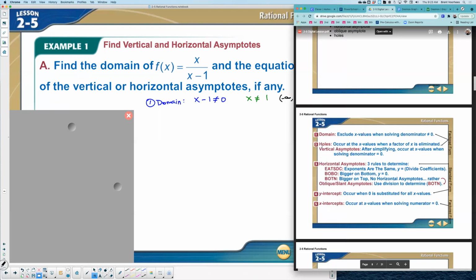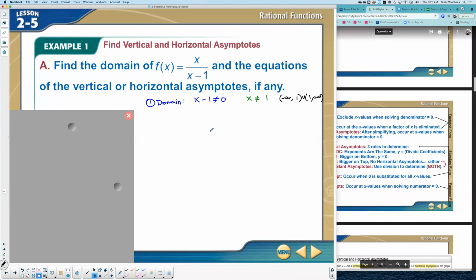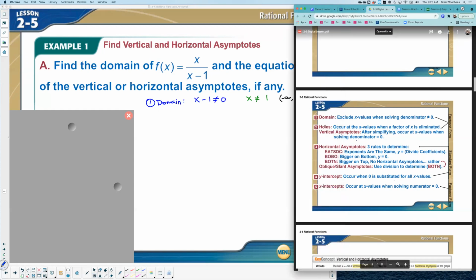So I'm going to first do that. Secondly, I'm going to come over here and find any holes or vertical asymptote. So what this says, a hole, if you're reading your cheat sheet, occurs at any X values when the factor of X is eliminated. So if you can eliminate something. Now here's a reminder. You cannot cancel terms. So I know that's an X and an X. You cannot cancel those because that would be canceling terms. You'd have to be able to cancel it as a factor. Like this factor would have to match this factor, which they don't match. So nothing cancels. So for step 2, I do not have any holes.